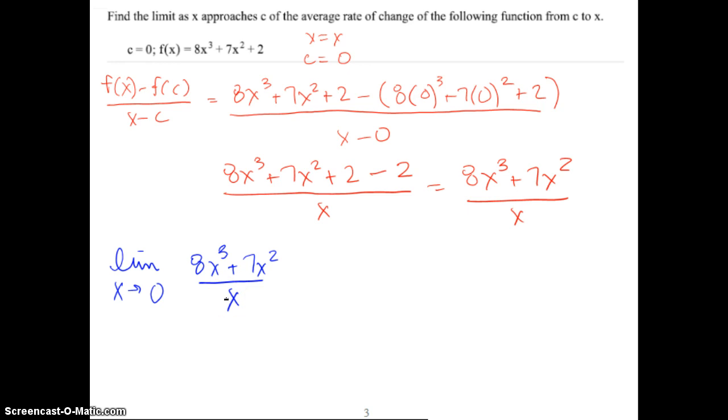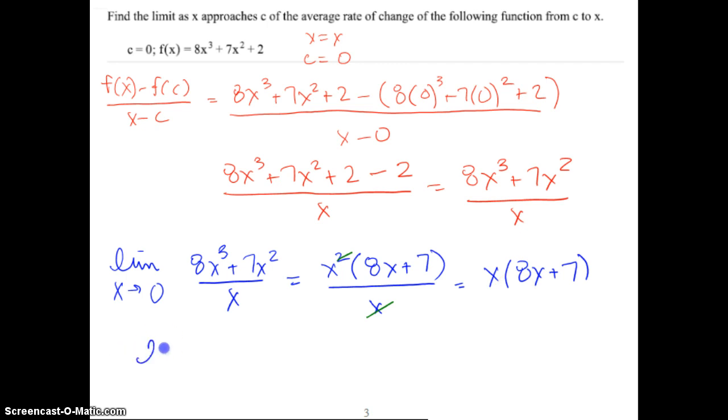Okay, again, if we just go ahead and plug 0 in for x, we see we get a denominator of 0. So let's see if we can factor the numerator. Quickly, the x squared factors out of the numerator, and we're left over with 8x plus 7 on the numerator and x in the denominator. In doing that, you see that we can cancel the x in the denominator. So we get x times 8x plus 7, and the x goes away.